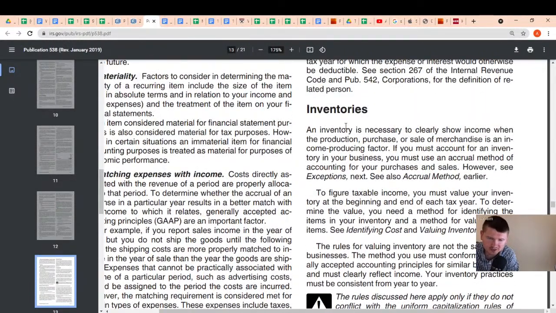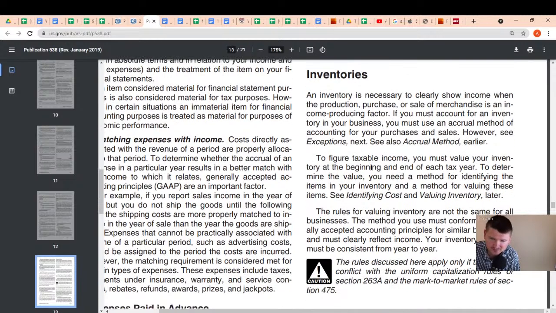And now on inventories. An inventory is necessary to clearly show income when the production, purchase, or sale of merchandise is an income producing factor. If you must account for an inventory in your business, you must use an accrual basis of accounting for your purchases and sales. However, see exceptions. Next. Okay, so we have exceptions.